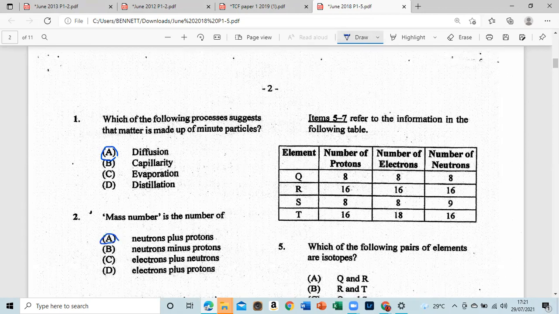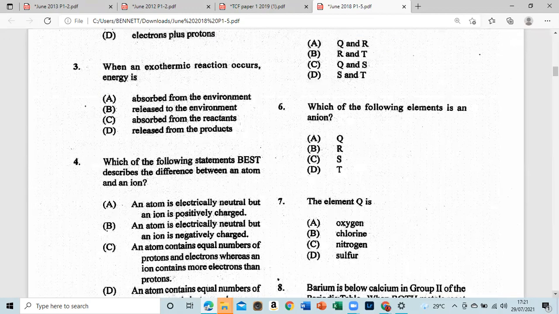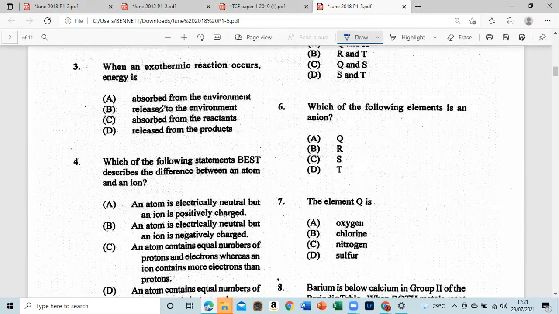Number three, when an exothermic reaction occurs, energy is released. Notice I'm just going straight to the answer, guys. Number three is B.